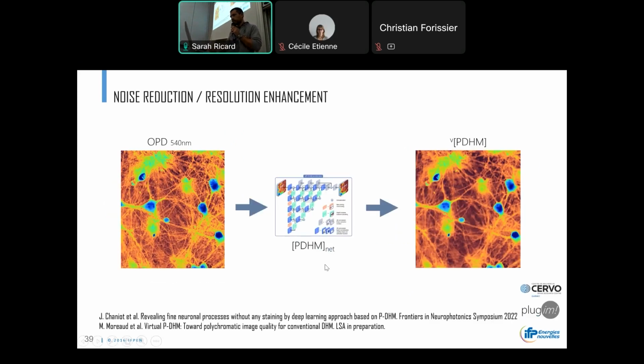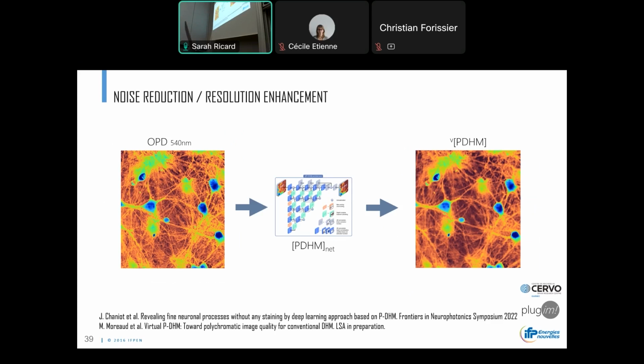Okay, so here we go to the biological application where we apply noise reduction. It's a work done in collaboration with Cerveau. Cerveau is a laboratory from University Laval in Canada. We work together to put in place this kind of approach. It's something that I presented at the early beginning of my talk.